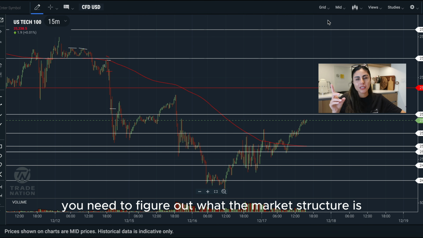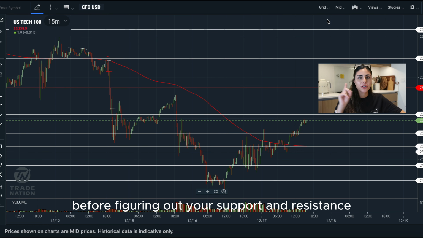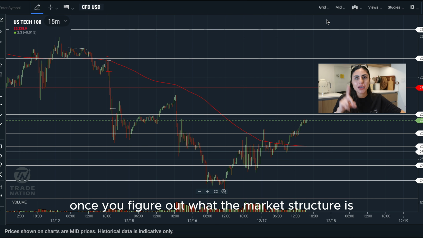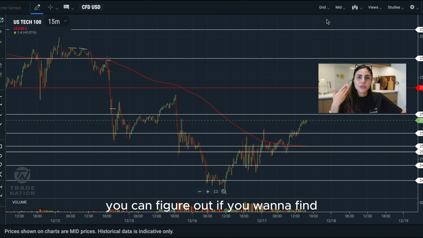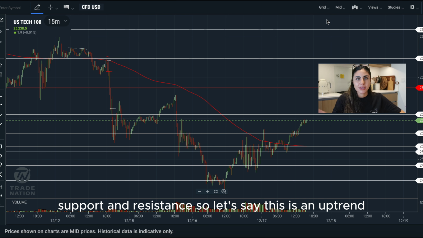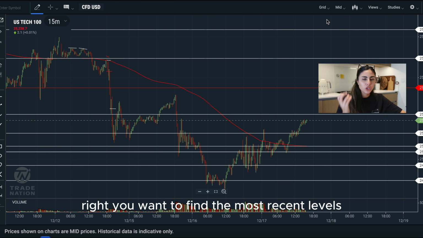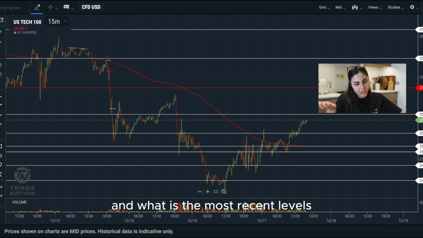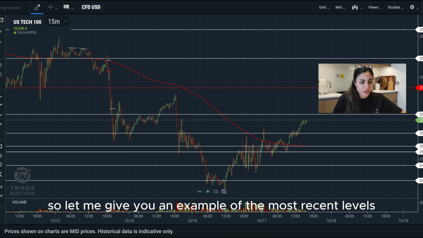So, number one, you need to figure out what the market structure is before figuring out your support and resistance. Once you figure out what the market structure is, whether it's an uptrend or a downtrend, you can figure out which support and resistance to find. So let's say this is an uptrend, right? You want to find the most recent levels. And what are the most recent levels? Let me give you an example.